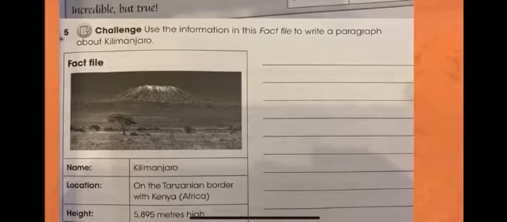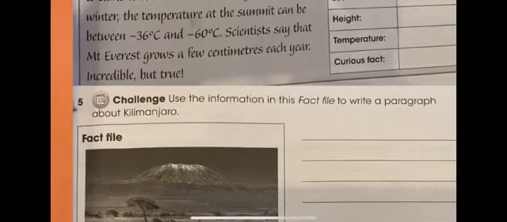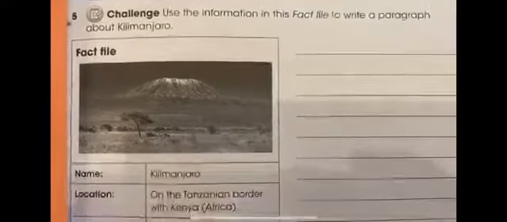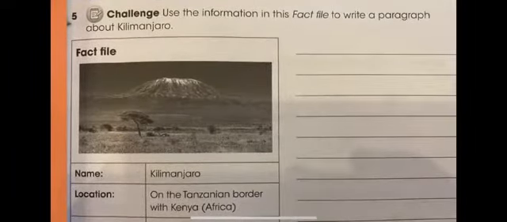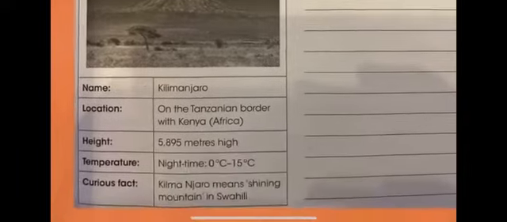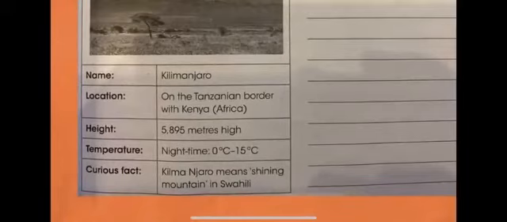Use the information in this fact file to write a paragraph about Kilimanjaro. Kilimanjaro is basically a mountain in Africa. So here's the fact file of Kilimanjaro. It's written, name is Kilimanjaro. Location is on the Tanzanian border with Kenya in Africa.